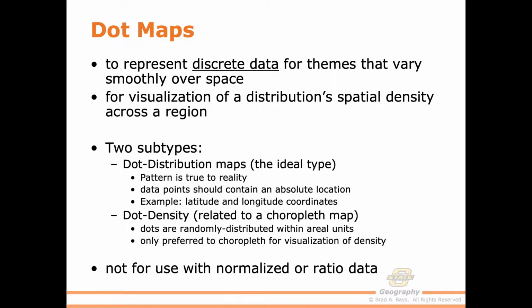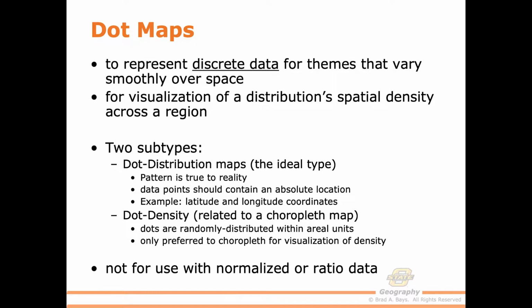Okay, so there are two types of dot maps. One's a dot distribution map. If we were to map, say, the hometowns of everyone in the classroom, then we would have hopefully a pretty good idea of the locations of all of those hometowns, or maybe even addresses on the map, depending on the scale of the map. So that would be a dot distribution map, where every data point is actually the absolute location, where it is actually on the ground.